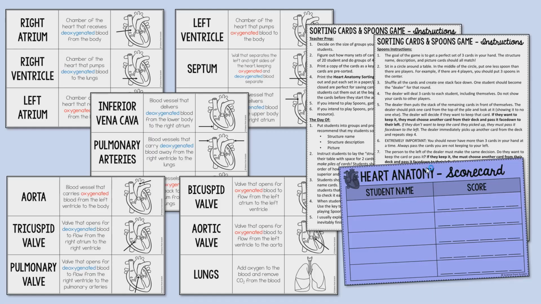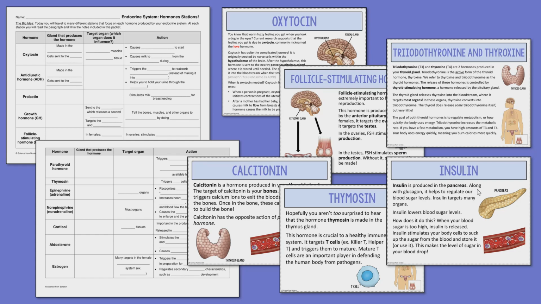During the cardiovascular system unit, students will definitely tap into their competitive side with a high energy game of spoons that reinforces the anatomy and physiology of a heart. Rather than sitting through a lecture on the functions of all of these different hormones in the endocrine system unit, students will rotate through stations to learn about and take notes on the major hormones.